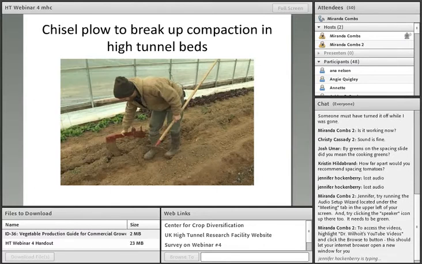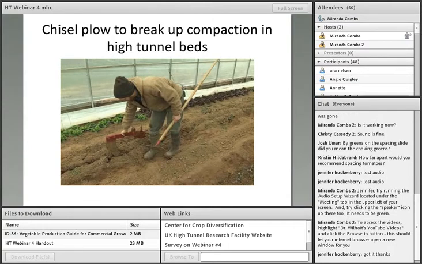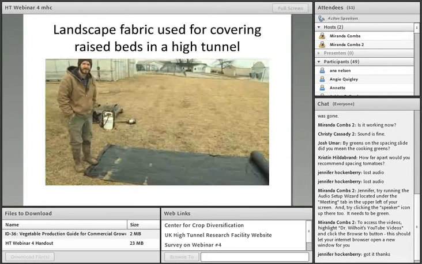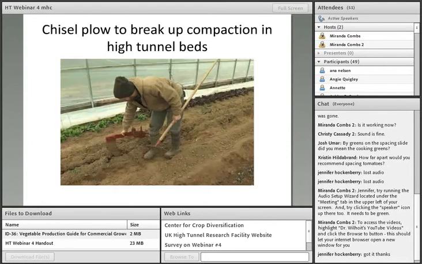And then Aaron describes the sequence of the operations that he did to prepare the bed. First thing he did was to use a chisel plow, and the chisel plow shatters the soil, and it helps break up any deep compaction. Following the use of the chisel plow, then the Roto-Tiller was used to till the soil, and then finally the use of those hilling discs to raise the bed. So that's a typical sequence that he's been using to prepare a bed in the high tunnel.